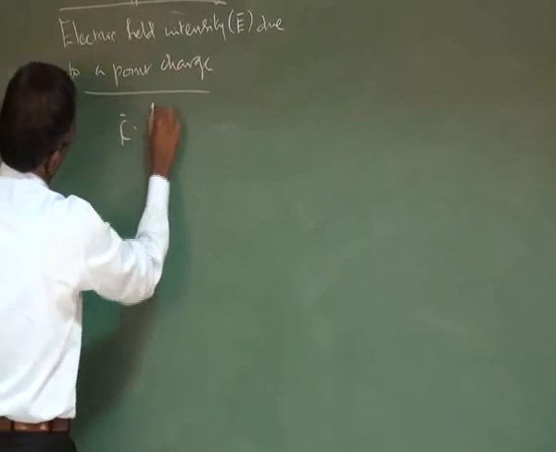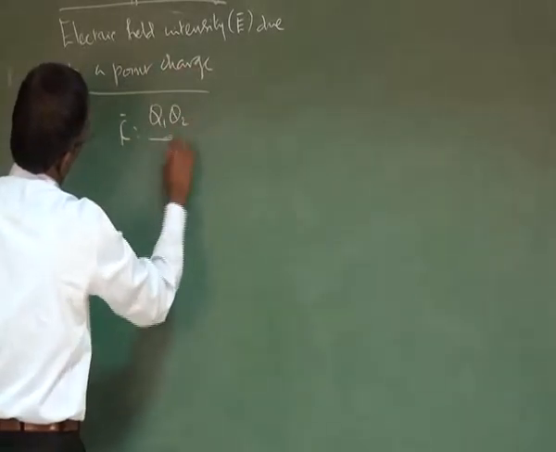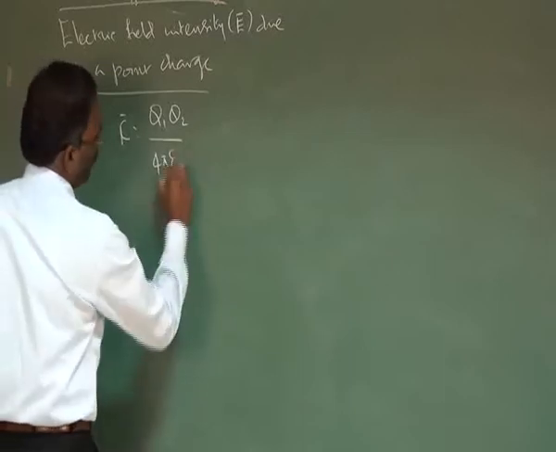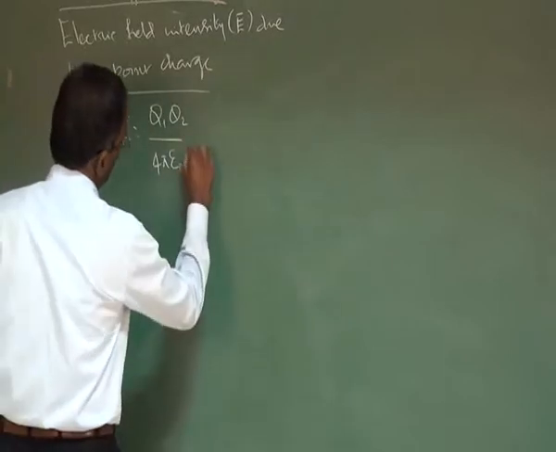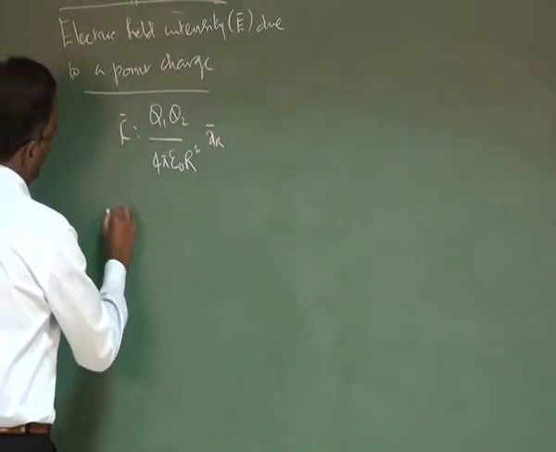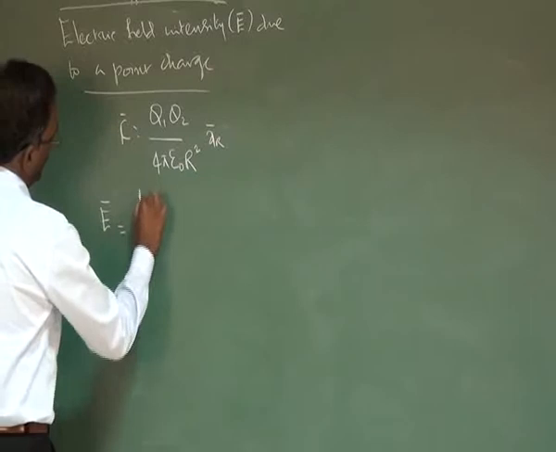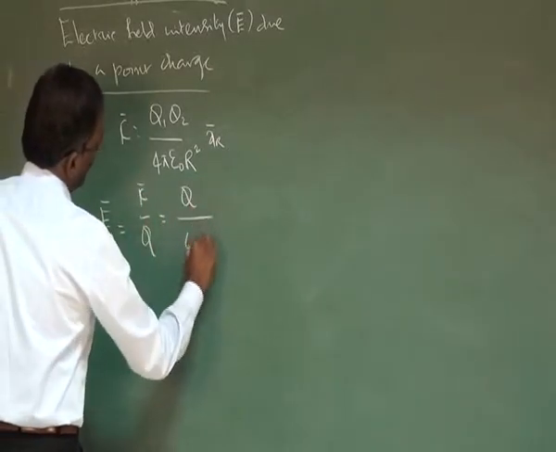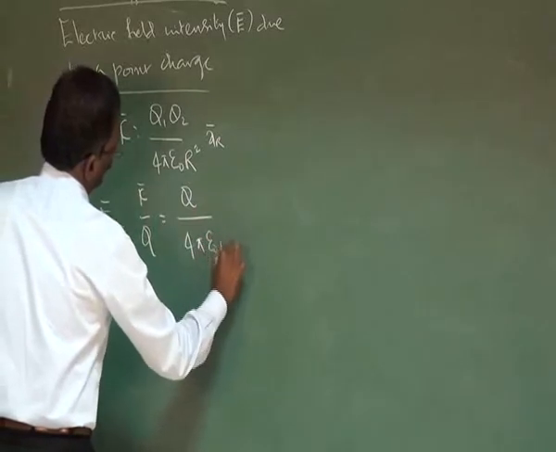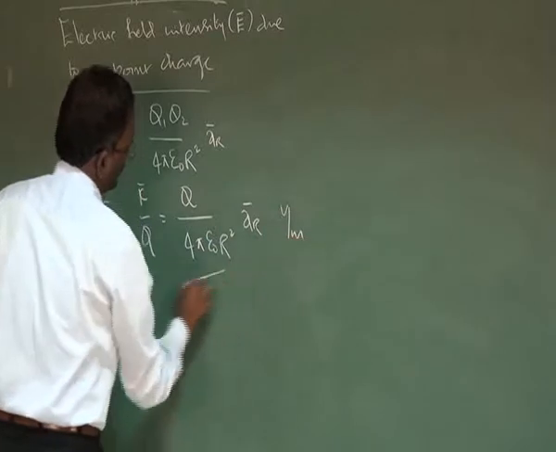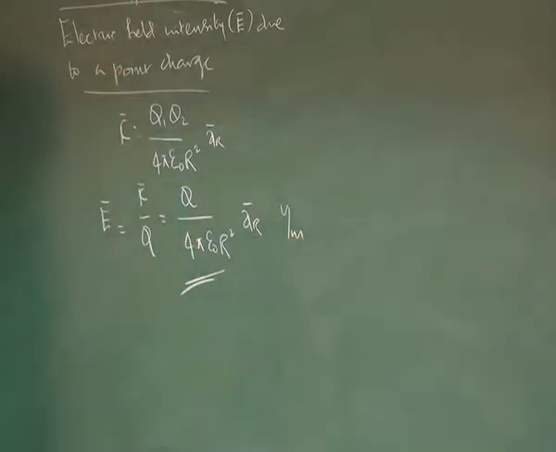F we have written as Q1 Q2 divided by 4 pi epsilon r square a r bar. If you consider free space, epsilon O only, epsilon r is equal to 1, a r bar is its unit vector. Then from here E bar is F bar by Q, which is equal to Q divided by 4 pi epsilon O r square a r bar, voltage per meter. So this is the result for electric field intensity E bar due to a point charge.